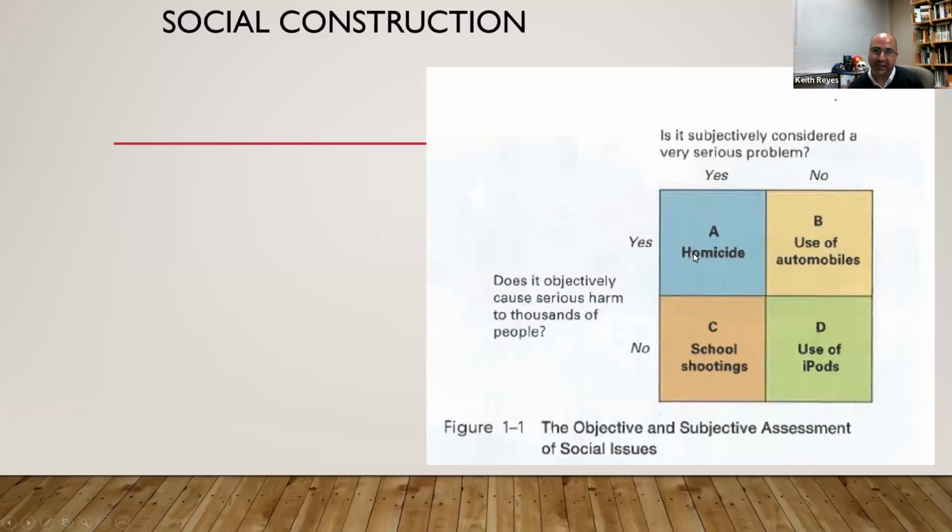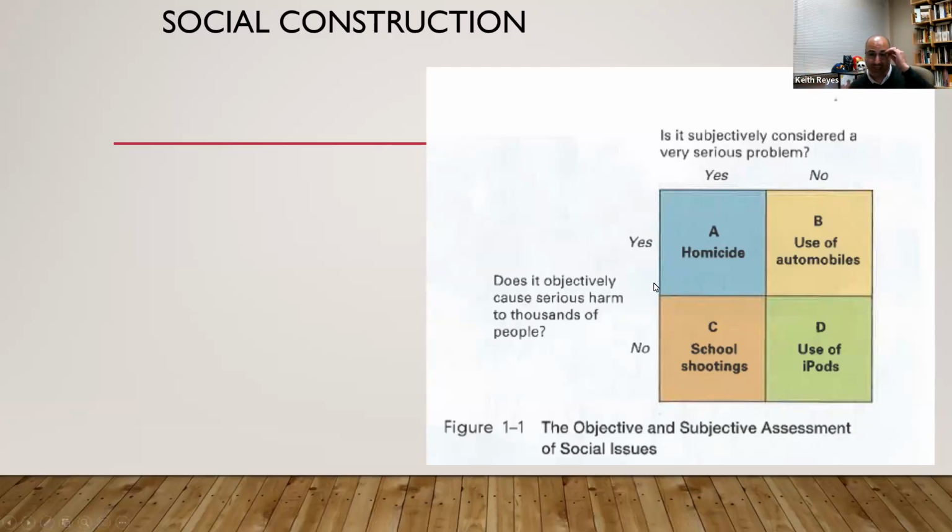So does it objectively cause harm? Yes. Is it subjectively considered a very serious problem? Yes. Homicide, murder, is considered a serious social problem, not just because it affects thousands, if not millions of people. It's also considered a social problem because it's a very heinous violation of one of the values we hold dear in our society, which is the value of life.